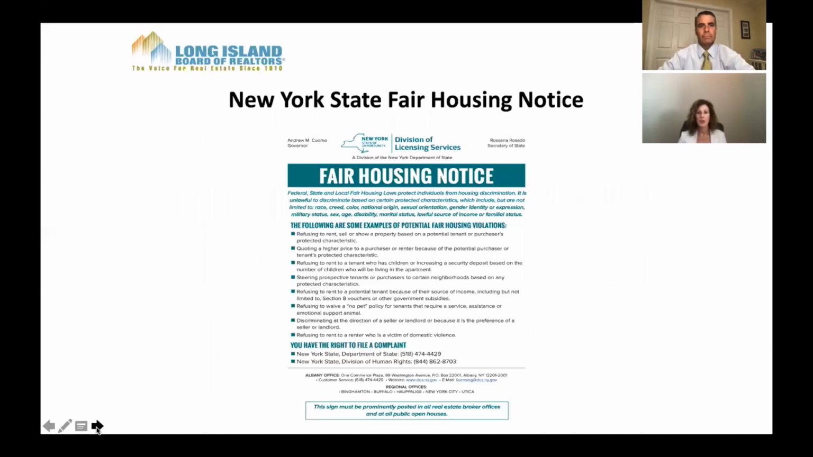Next, I would like to turn it over to Patrick to talk about the Fair Housing Notice. Thank you, Doreen. A copy of the Fair Housing Notice that's required by the new regulations is provided below.